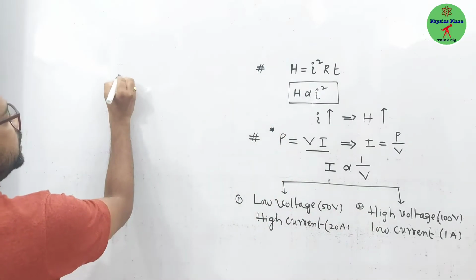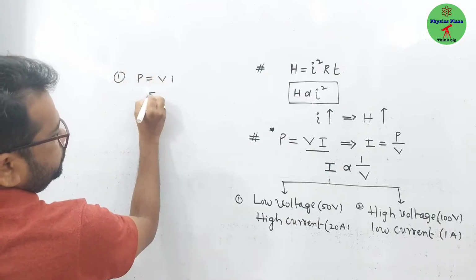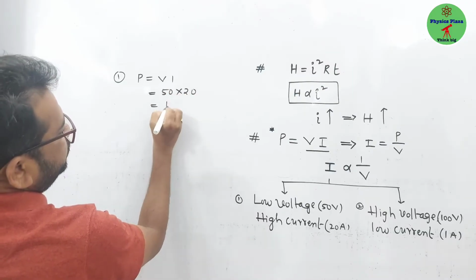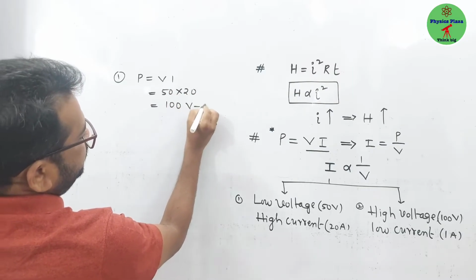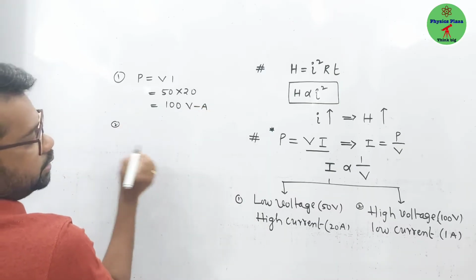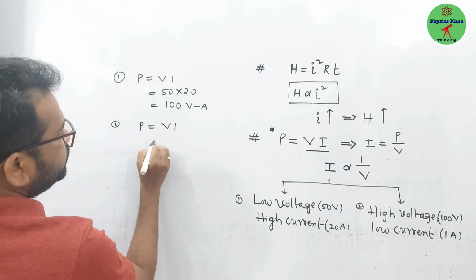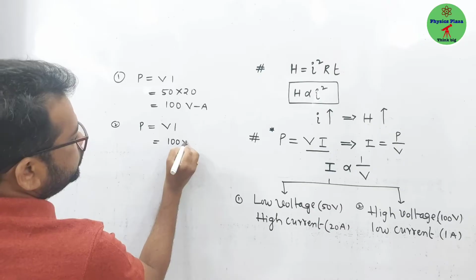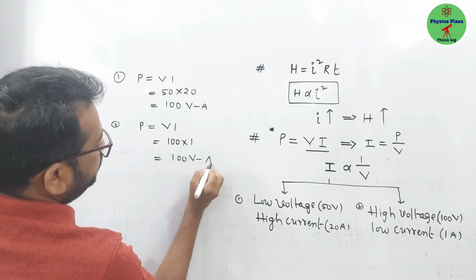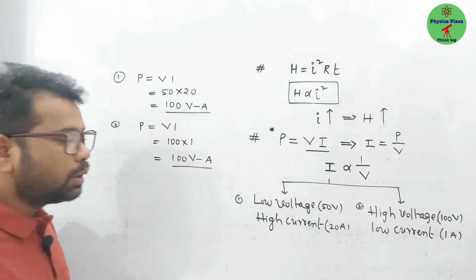In the first method, children, let us calculate P is equal to VI. So it is 50 into 20, which is 1000 volt ampere. Volt ampere is nothing but watt only, don't get confused. In the second method, it is P is equal to VI only, so this is 100 into 1, which is 100 volt ampere only. So in both cases, power is the same. Power remains constant.